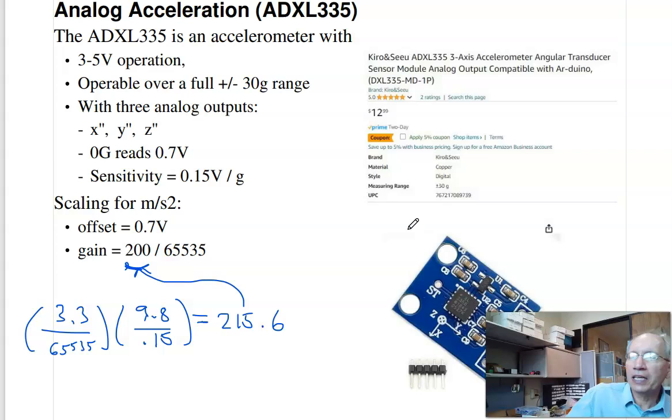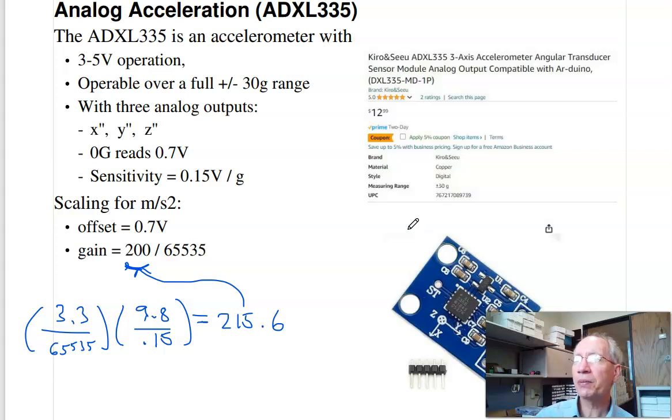There's analog and digital sensors. We'll start with an analog sensor. The ADXL335 is an analog accelerometer you can get from Amazon. It operates at 3.3 volts, anything between 3 and 5 volts works, operates over a range of plus minus 3G, and has 3 analog outputs, acceleration in X, Y, and Z.